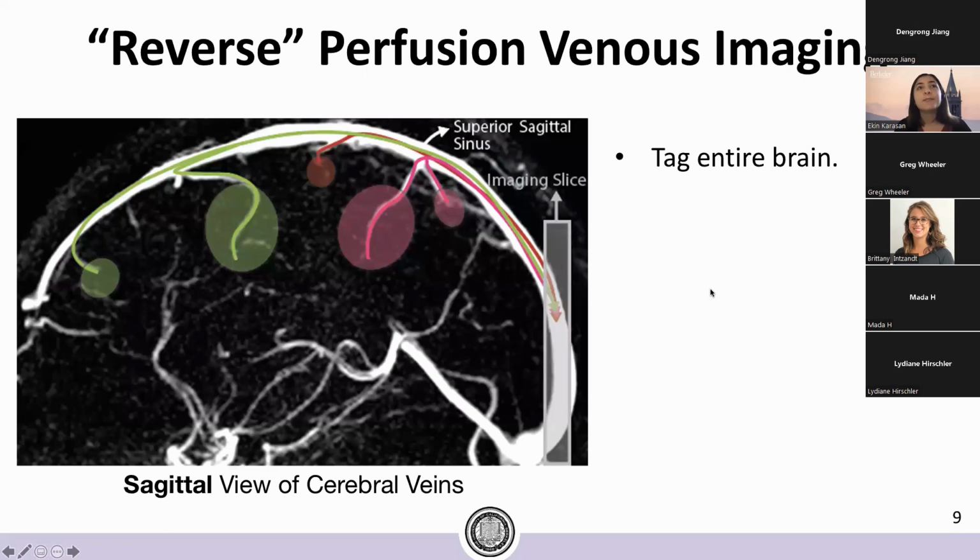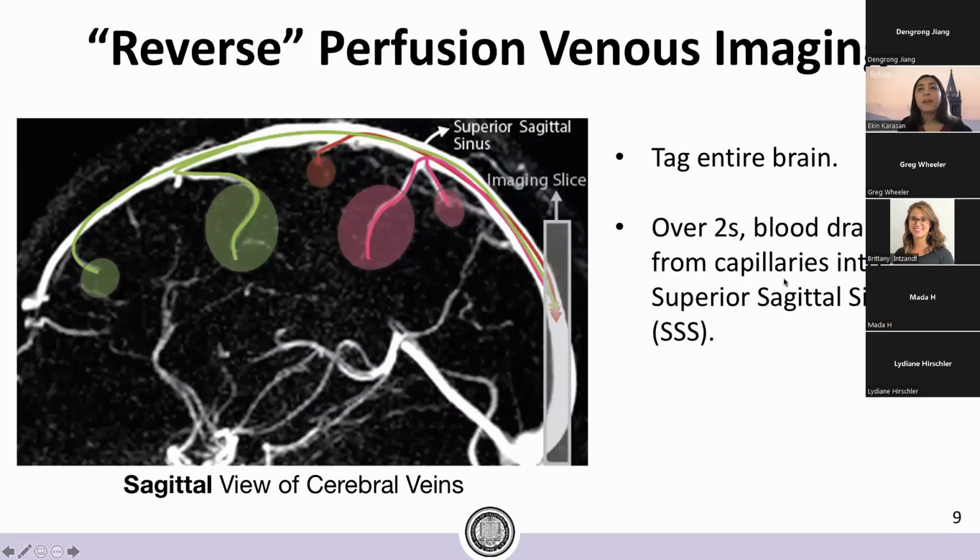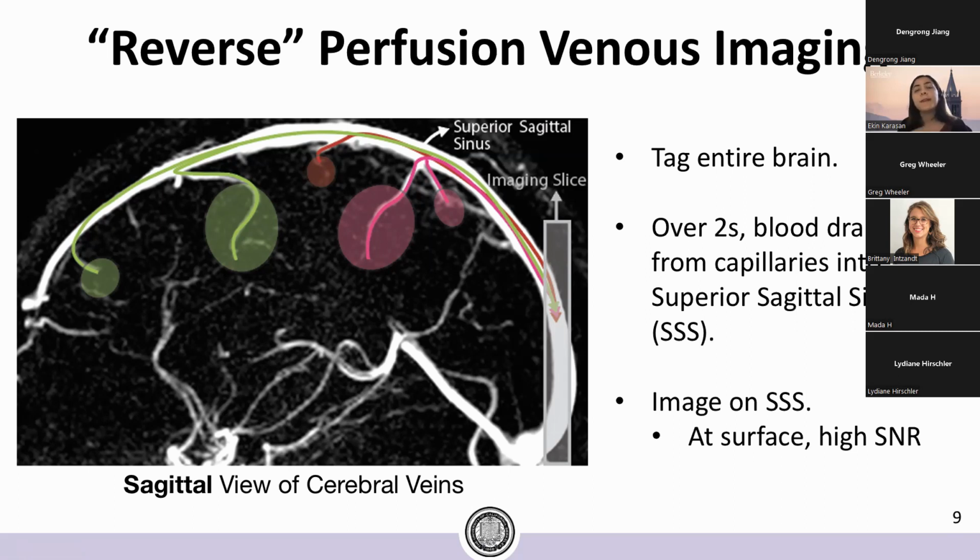In order to demonstrate our technique, we performed a set of 2 experiments. In the first one, we performed non-selective tagging, and then over a period of 2 seconds, the blood will drain from the capillaries into the superior sagittal sinus. We place our imaging slice right here on the superior sagittal sinus. Our imaging slice is very close to the surface and close to the receiver coils, and through this, we can obtain higher SNR.